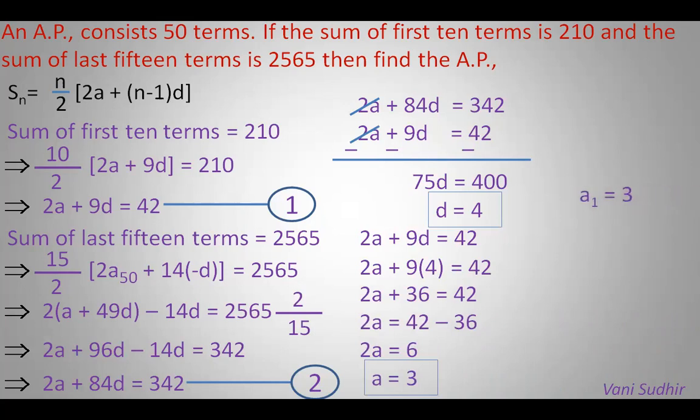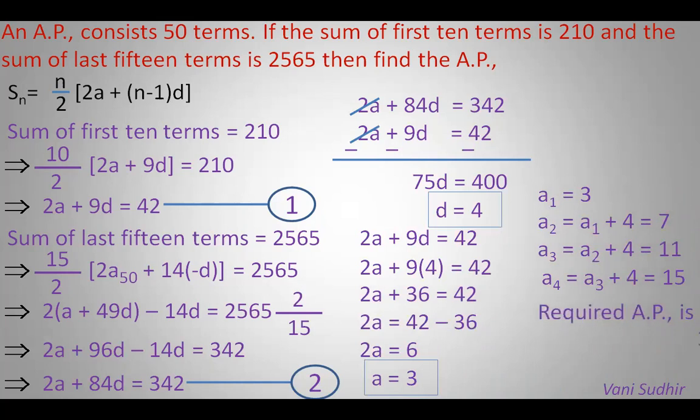First term is nothing but a, 3. For the second term, to the first term we have to add the common difference 4. So 3 plus 4, 7. For the third term, to the second term we have to add the common difference, that is 7 plus 4, 11. Fourth term, how can we get? To the previous term we have to add the common difference, that is 11 plus 4, 15. So the required arithmetic progression is 3, 7, 11, 15.